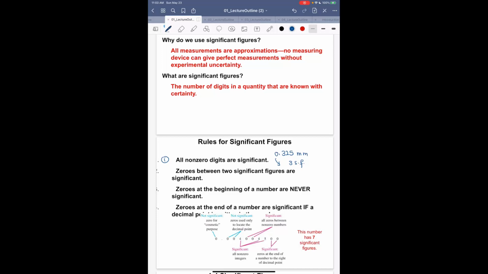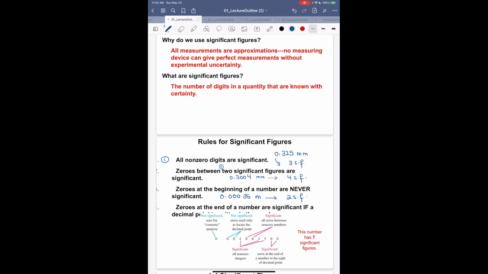Okay, when zeros are between two significant figures, they are significant. For example, here, 0.3004 millimeters, let's say, this has four significant figures. Now, zeros at the beginning of a number are never significant, which means the ones to the left. Then if you have a number 0.00035, let's say meters, this is 2 sig figs.